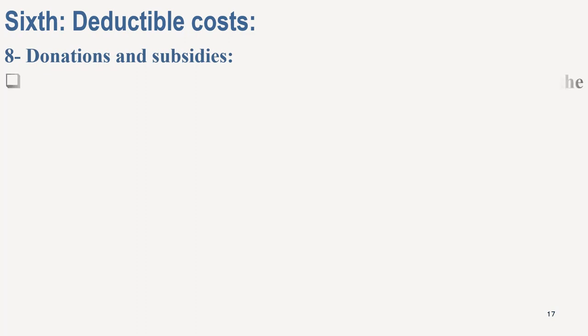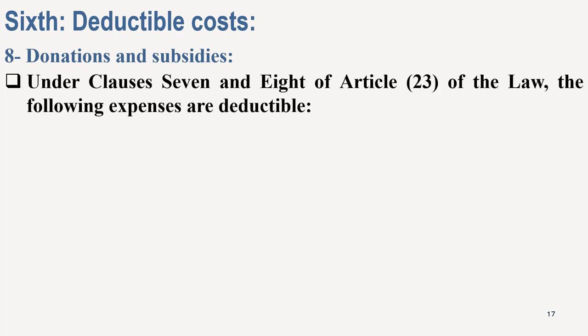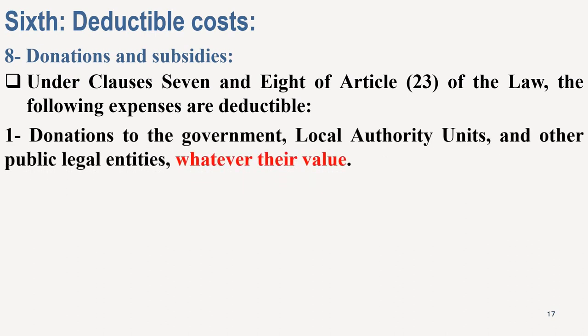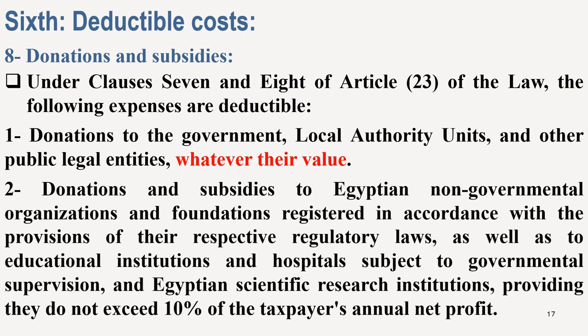Donations and subsidies. Under Clause 7 and 8 of Article 23 of the law, the following expenses are deductible. Donations to the government, local authority units, and other public legal entities, whatever their value. Donations and subsidies to Egyptian non-governmental organizations and foundations, registered in accordance with the provisions of their respective regulatory laws, as well as to educational institutions and hospitals subject to governmental supervision, and Egyptian scientific research institutions, providing they don't exceed 10% of the taxpayer annual net profit.